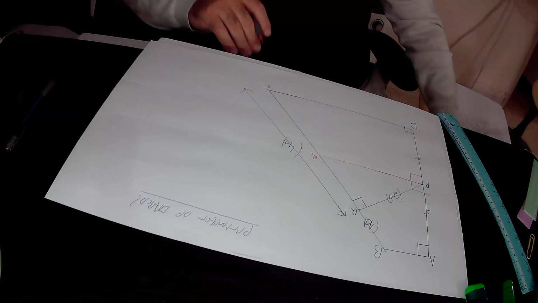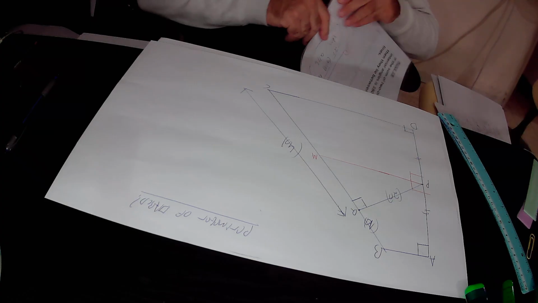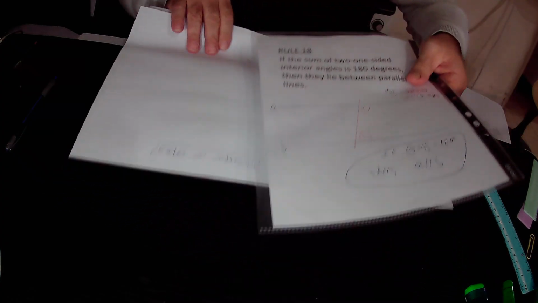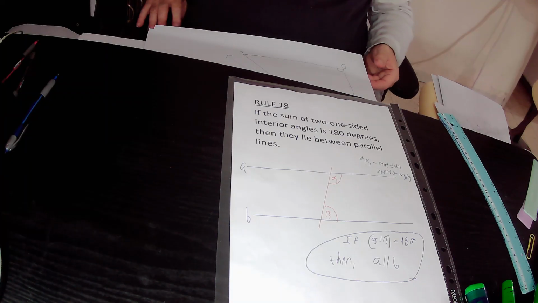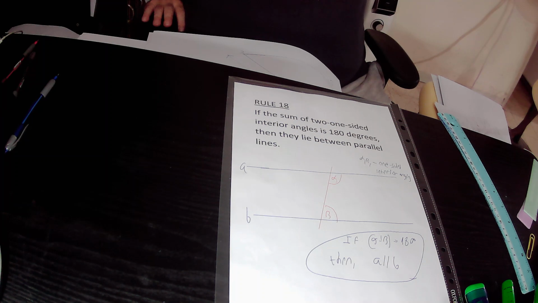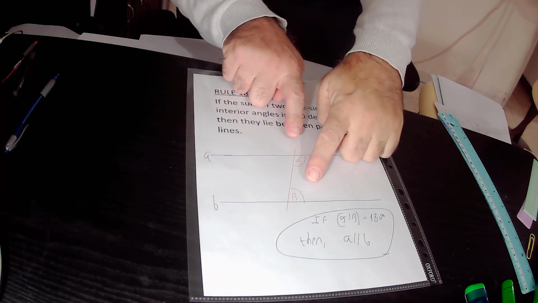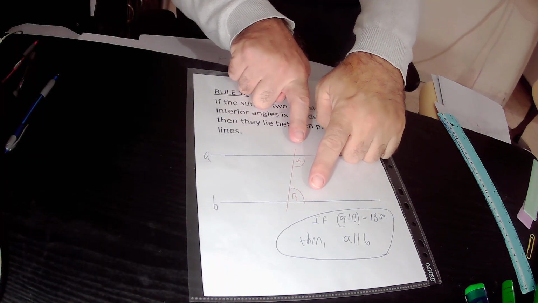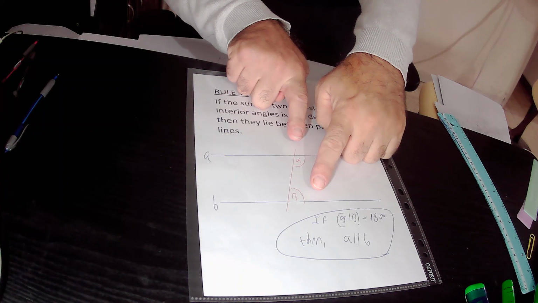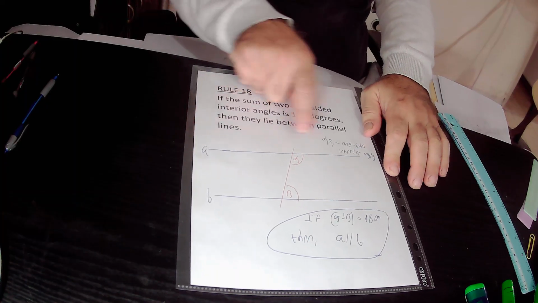Here we can implement rule 18 in our drawing. According to rule 18, if the sum of two one-sided interior angles is equal to 180 degrees, then they lie between parallel lines. So in the drawing, we have those two angles alpha and beta. They are both defined as one-sided interior angles. So if the sum of those two one-sided interior angles is equal to 180 degrees, that is to say if alpha plus beta equals 180 degrees, then they lie between parallel lines. That is to say, then line A is parallel to line B.